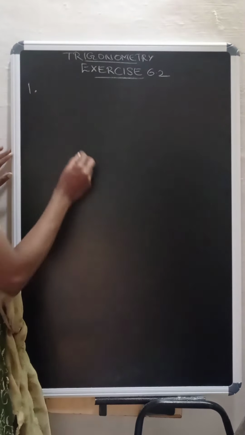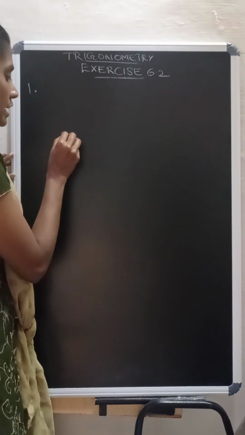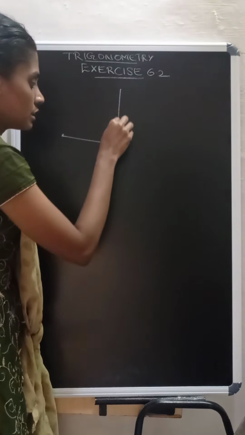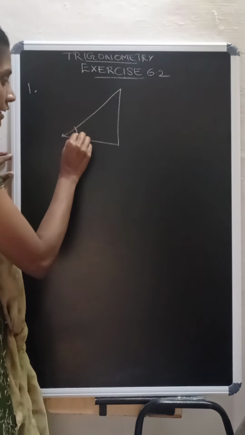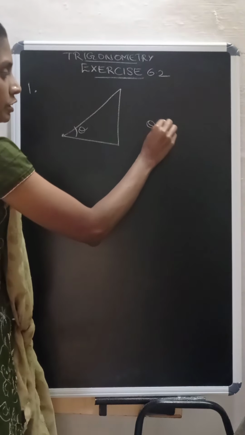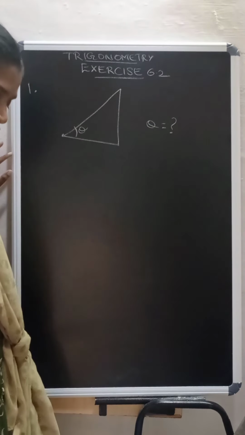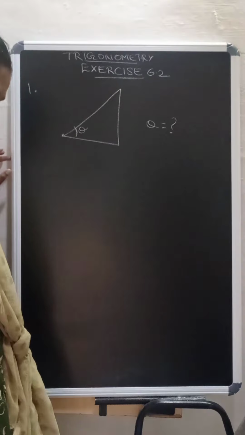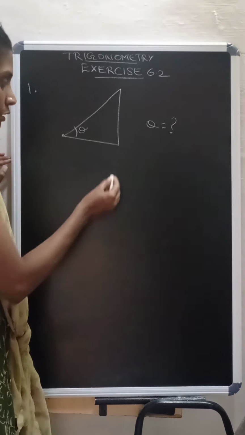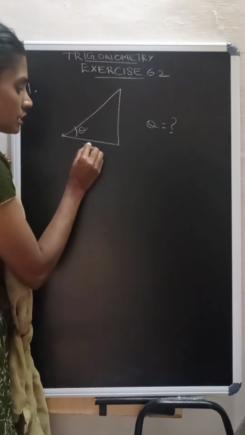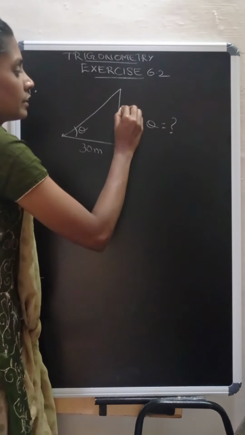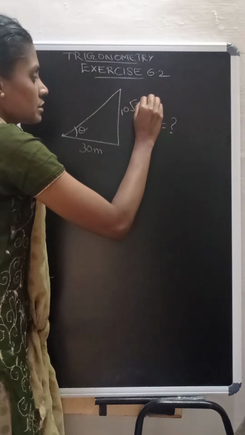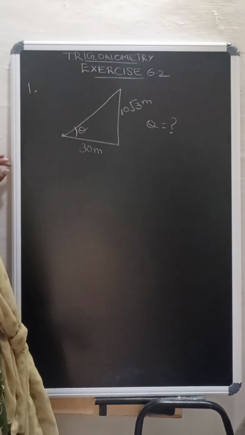Find the angle of elevation of the top of the tower from a point on the ground. So there is a point on the ground. This is the tower. So you need to find theta. The point is 30 meters away from the foot of the tower of height 10√3 meters. So the height of the tower is 10√3 meters.